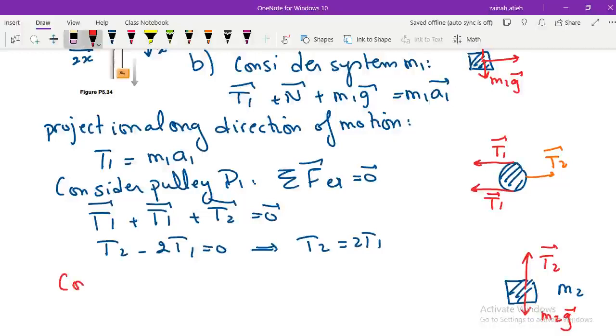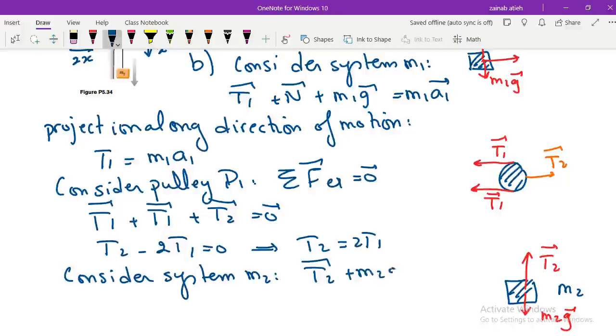So consider system M2. I will apply Newton's second law. I will get T2 plus M2G, it's equal to M2A2. Because they have different accelerations, I call them A1 and A2. And the positive sense downwards, so project along the vertical or along the direction of motion. M2G minus T2 equals M2A2.